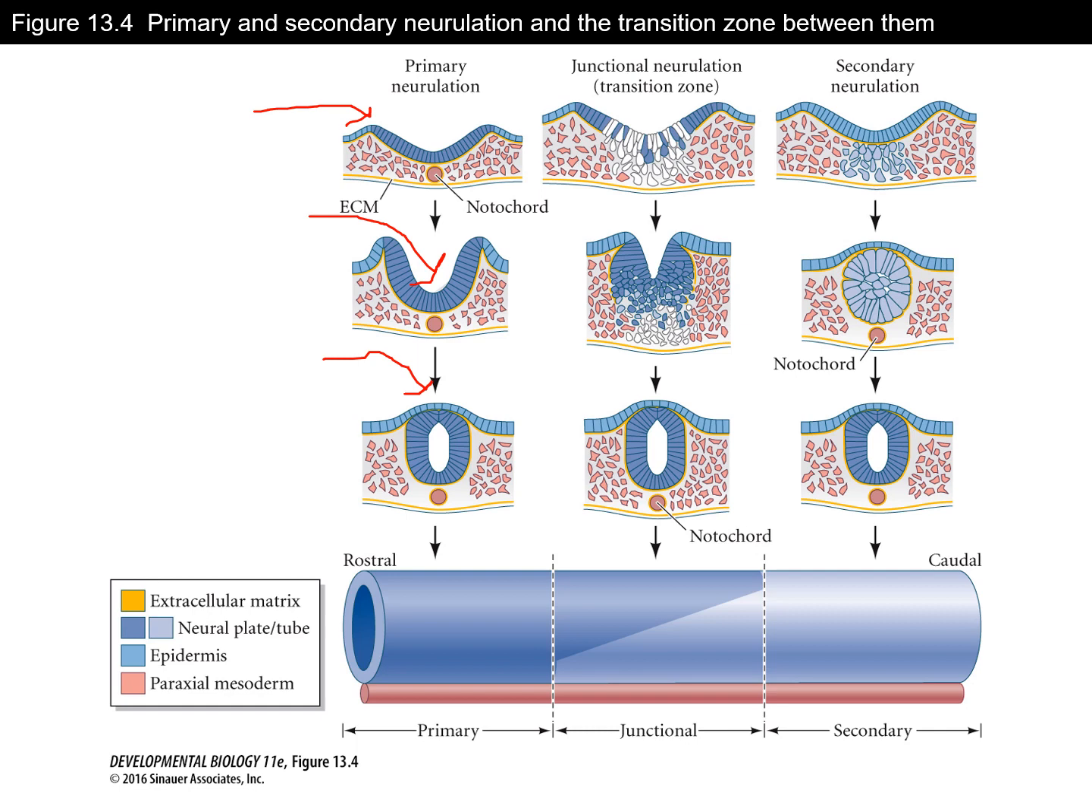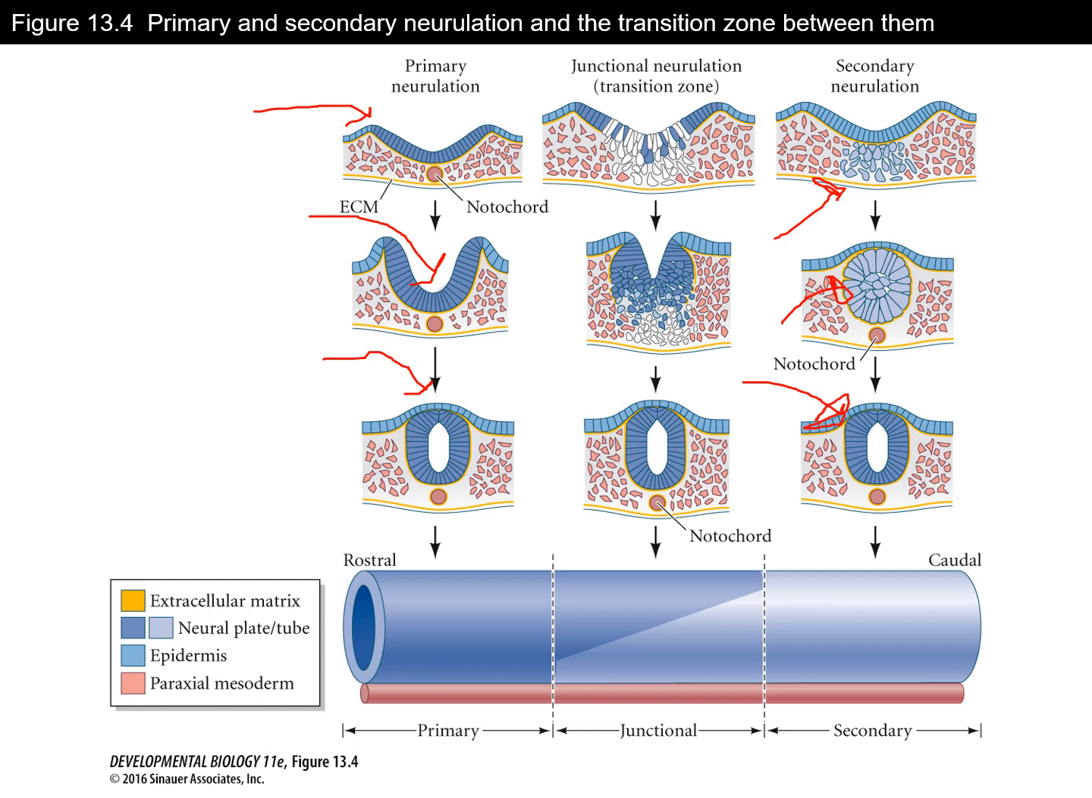In secondary neurulation, the neural tube arises from the aggregate of mesenchyme cells, into a solid cord that subsequently forms cavities that coalesce to create this hollow tube. So here we have these mesenchyme cells. They congregate together into a ball, and then the ball hollows out and becomes a tube.